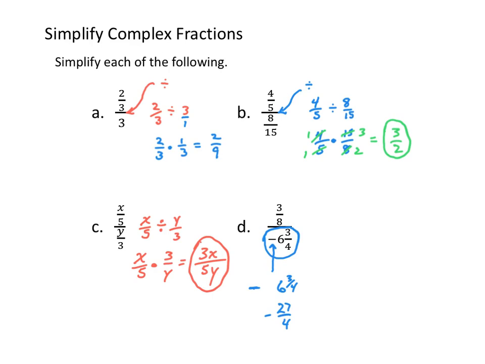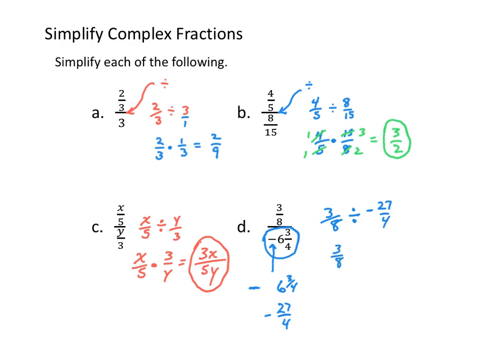Because otherwise, you can't make part of the mixed number negative and the other part positive. You can't do that. If it's negative 6 3/4, it's negative 6 and negative 3/4. Okay, so now we have 3/8 divided by negative 27 fourths. So now I can multiply by the reciprocal.